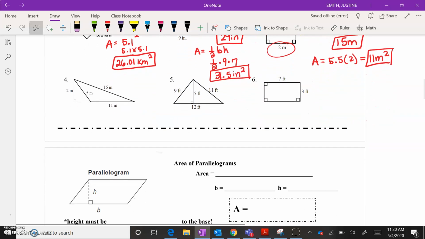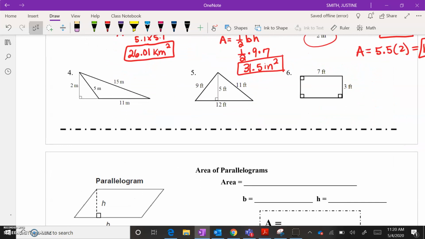Continuing on here, number 4. For perimeter, they're talking about this shape right here, this triangle. This is basically giving us the height, since we don't have the height in here, so we don't need that for the perimeter. For the perimeter, we're just going to add up the 15 plus the 5 plus the 11. 20 plus 11 gives me 31 meters for the perimeter.